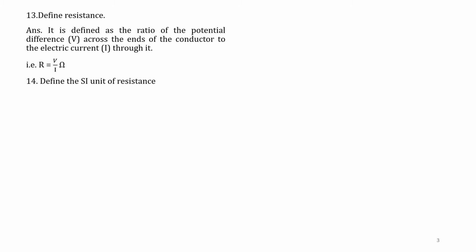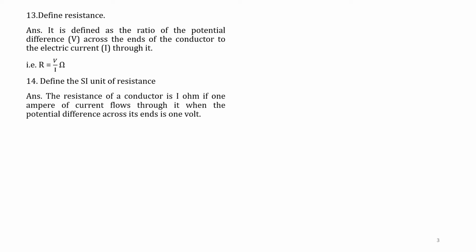Define SI unit of resistance. The resistance of a conductor is 1 ohm if 1 ampere of current flows through it when the potential difference across its ends is 1 volt. That is, R is equal to 1 ohm if V equals 1 volt and I is equal to 1 amp. This is the definition.